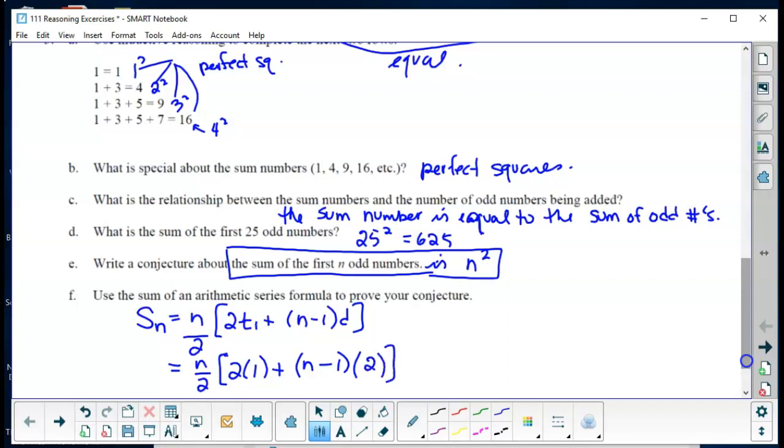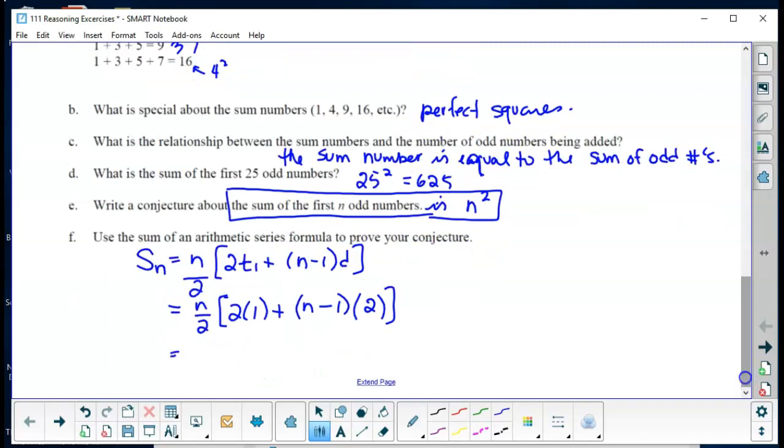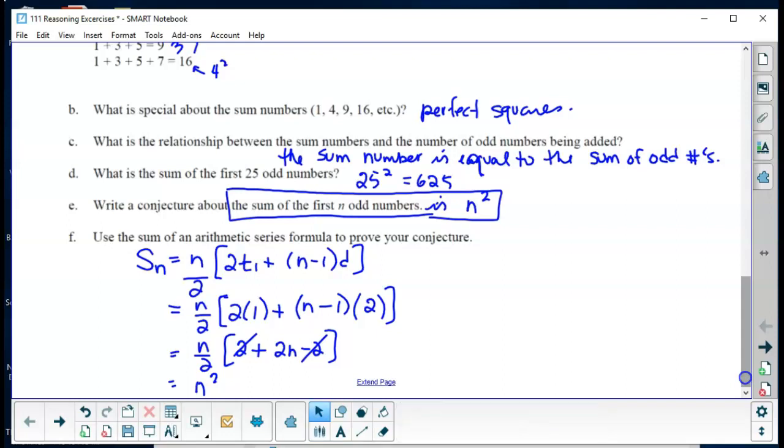So now let's simplify this algebraic expression. So we get 2 plus 2n minus 2. Well, that adds to 0. So then we get n over 2 times 2n, which is just n squared. And that's what we thought the sum was. So that's just some exercises explained to you in the video.